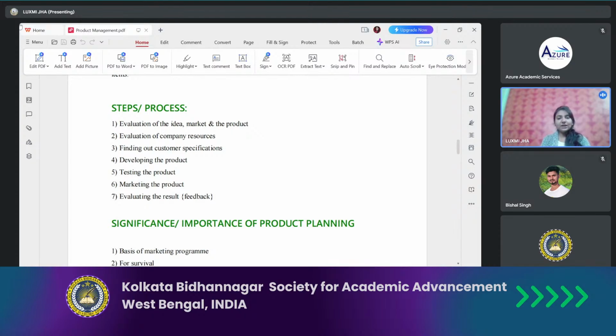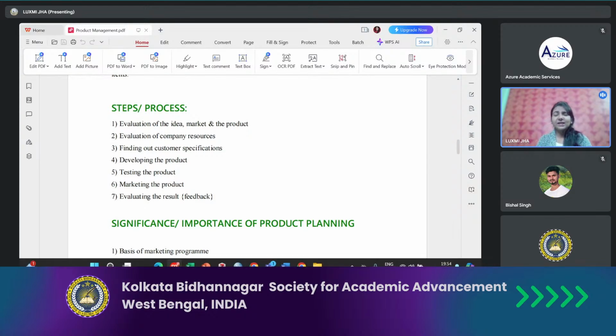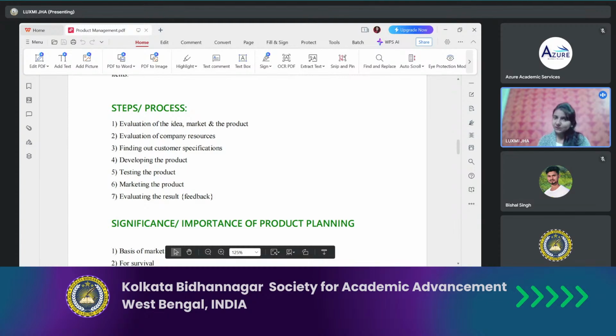Third, finding out the customer specification. As I said, the customer specification is really required. If I come with a certain product and that product doesn't have a demand in the market, it does not make sense to manufacture a product that is not required by the market. So we have to go with the needs of the customers. As I said, the consumers are the king. So we need to look at what they are looking for, what they want. That specification has to be noted by the marketers before they launch the product.